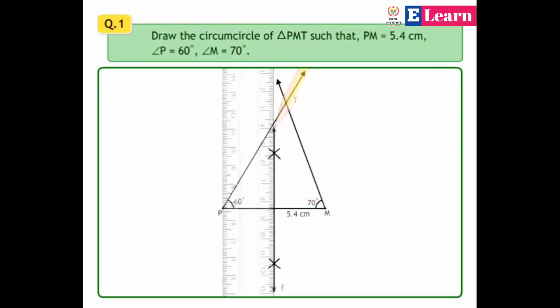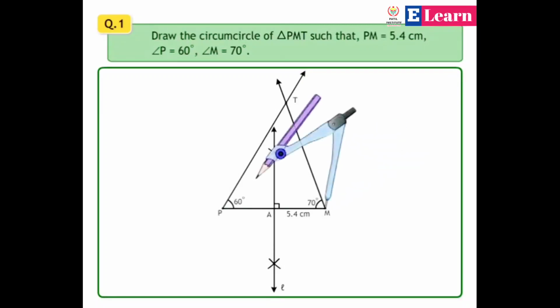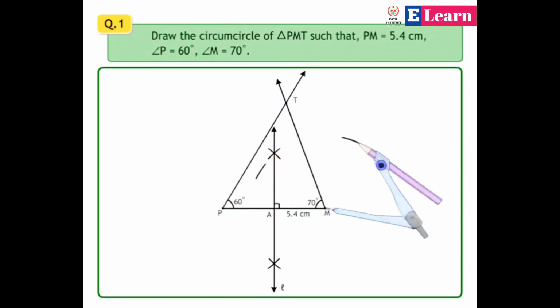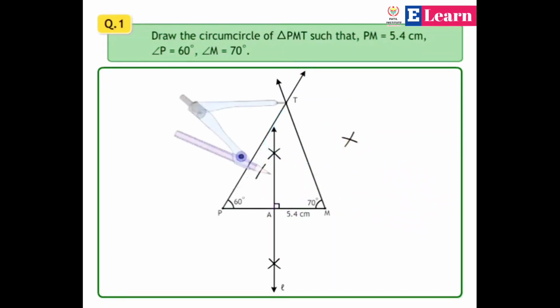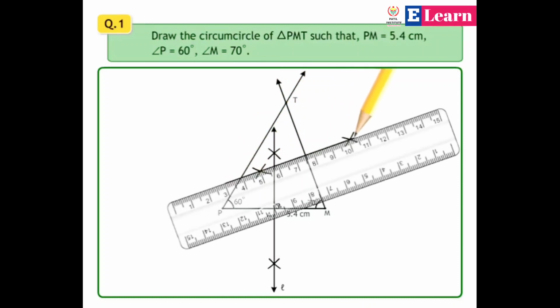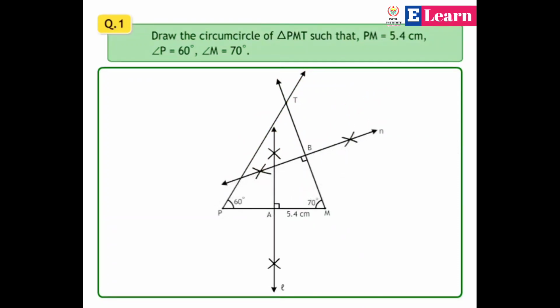Draw a line L passing through points of intersection of these arcs. This is the perpendicular bisector of side PM. Let the point of intersection of side PM be A. Similarly, draw the perpendicular bisector of side MT, that is line N. Let the point of intersection of side MT be B. Mark the point of intersection of the lines L and N as O.